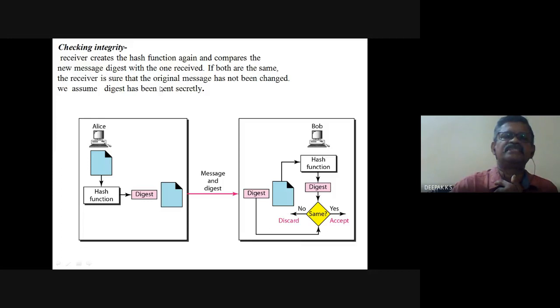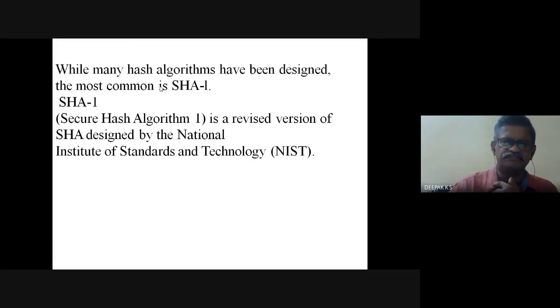We assume the digest has been sent secretly. That is how integrity is ensured. There are many hash algorithms. One is Secure Hash Algorithm 1.